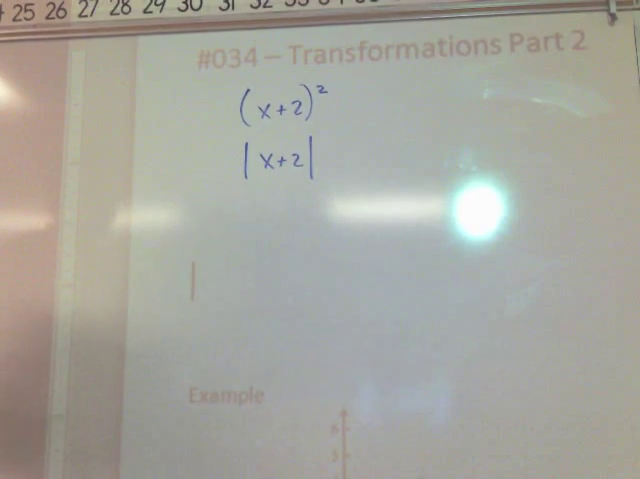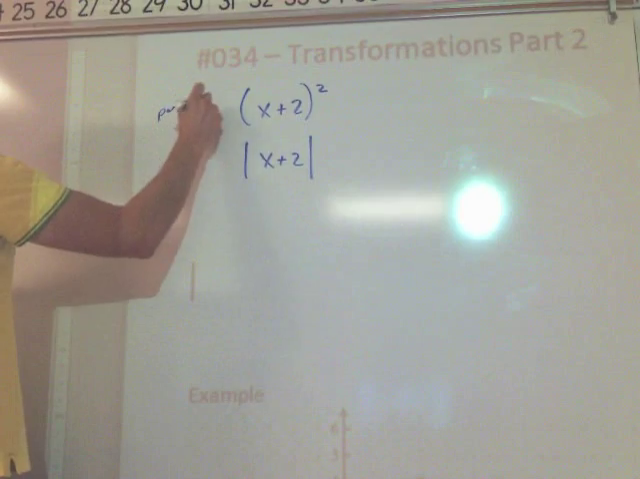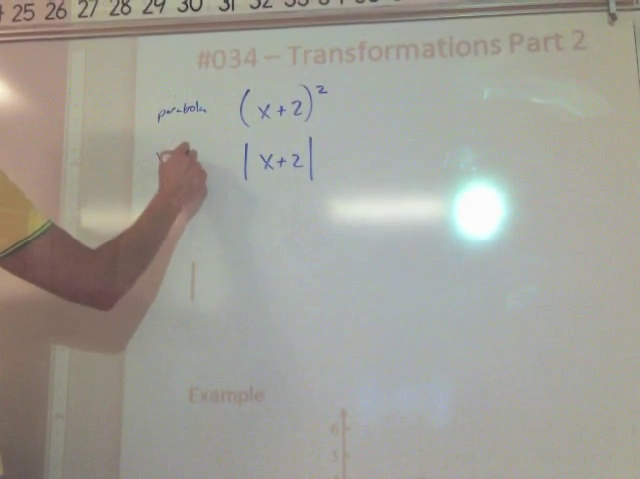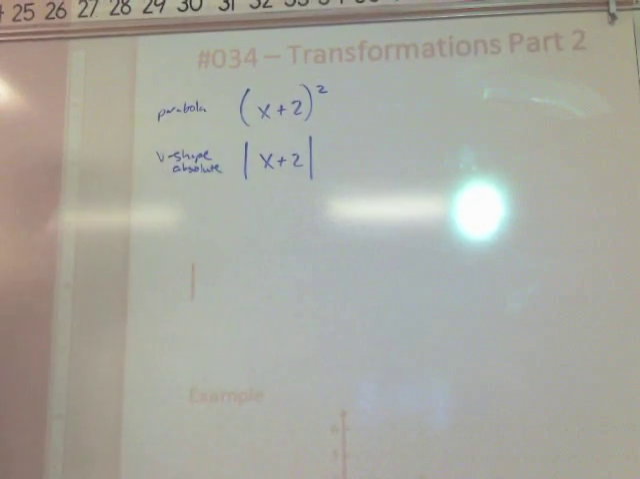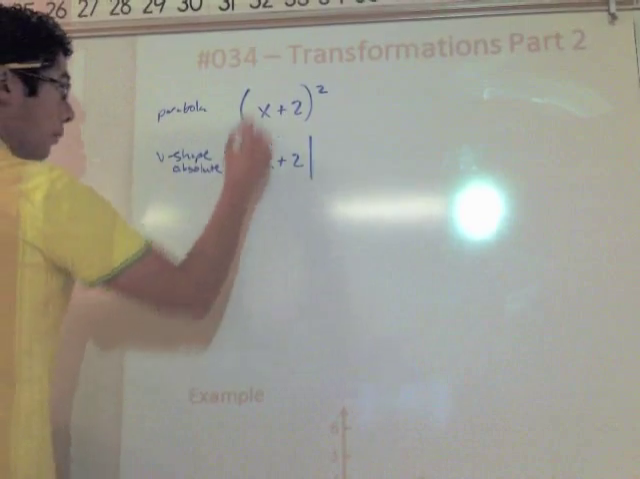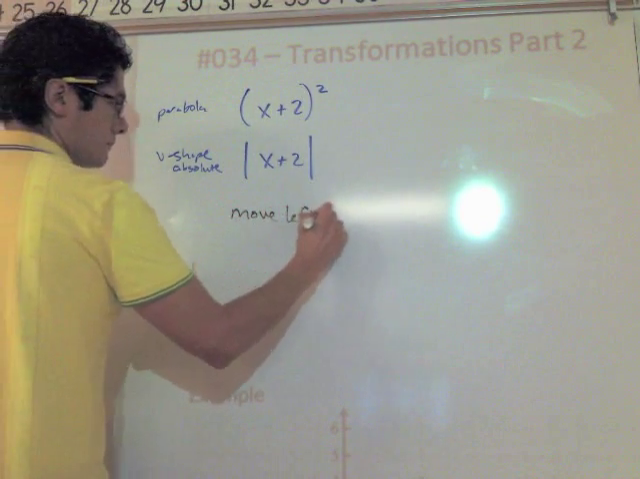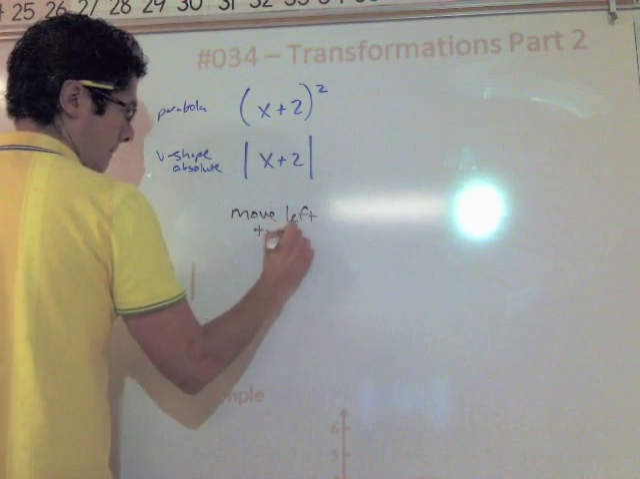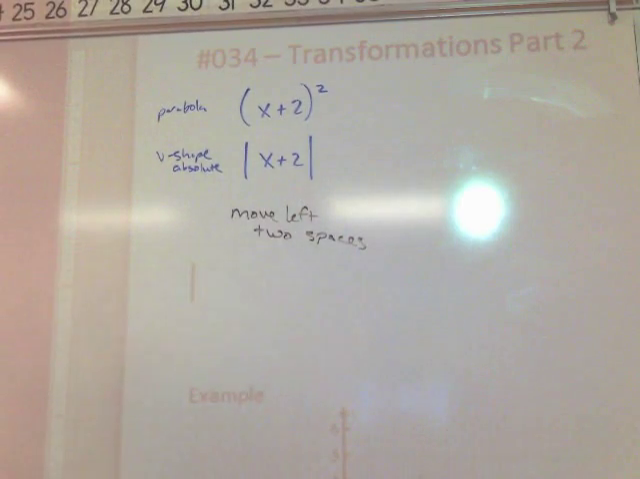For this part from yesterday, whether it was a parabola or whether it was a V-shape absolute value, what was the movement for both of these? They both would go to the left 2 spaces, okay? So we'll write that down. Both of these would move left 2 spaces. Move left. They would move left.